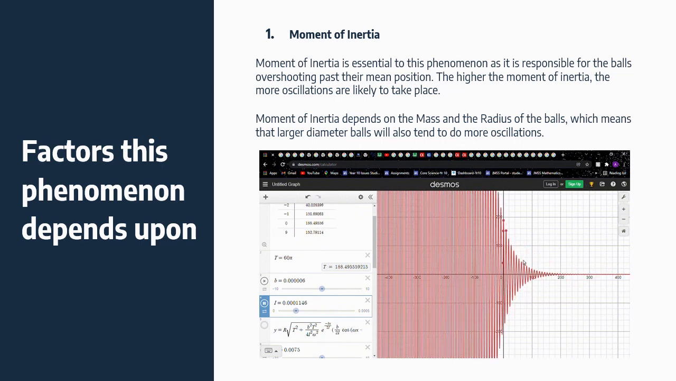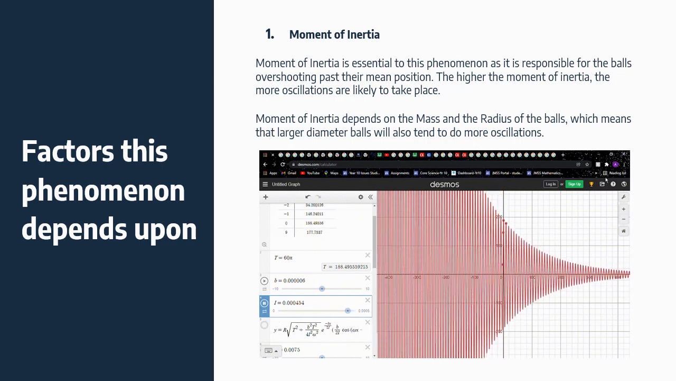And as we can see in this very nice graphical visual here, as the slider of the moment of inertia increases, the number of oscillations increases as well. So the angular displacement increases, and so does the total number of oscillations.